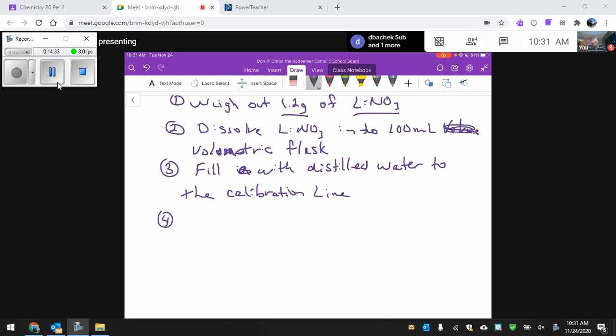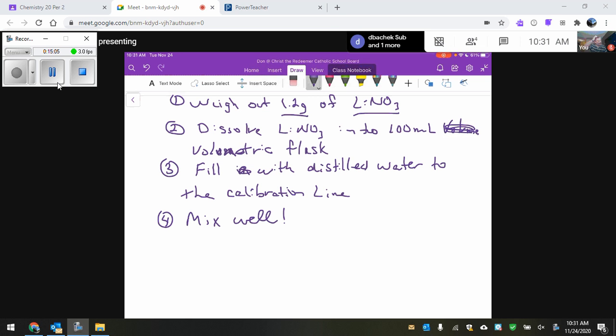And 4, we need to make sure it's mixed up well, mix well. Okay, so we need to make sure we shake it up and try to dissolve as much as we need to. Some compounds will dissolve very quickly, some will take some time. So sometimes when I make solutions for you while we're doing labs, I have to do those the night before and let them sit so they can dissolve a little better than just doing it right before class. Okay, so again, those are the 4 steps we're going to use.